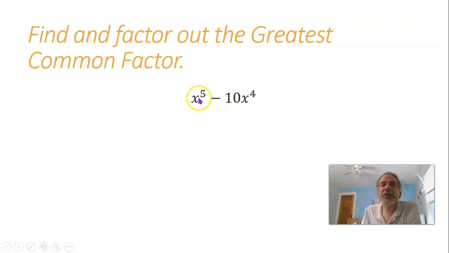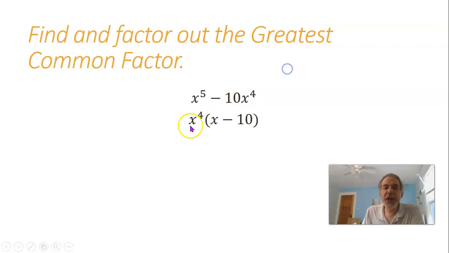How about this one? X to the fifth minus 10x to the fourth. What's the greatest common factor? Well, when you look at the variable parts, these both have x to at least the fourth power. They both have at least 4 x's. X to the fourth, remember, means x times x times x times x. And x to the fifth would be x times x times x times x times another x. So if we pull out the x to the fourth, what's left is that one other x minus that 10. So it's x to the fourth times x minus 10.